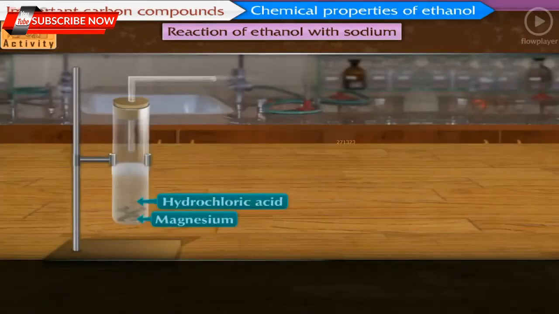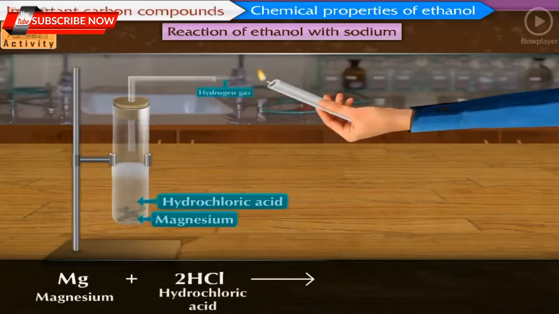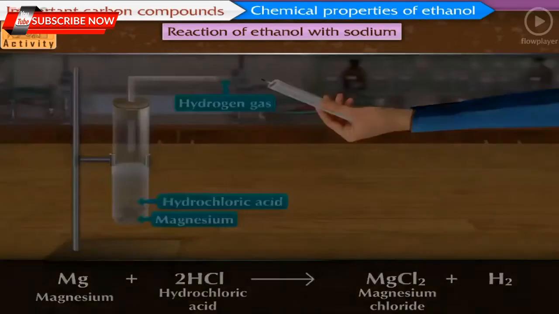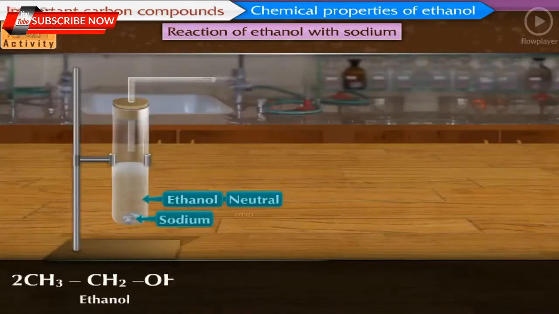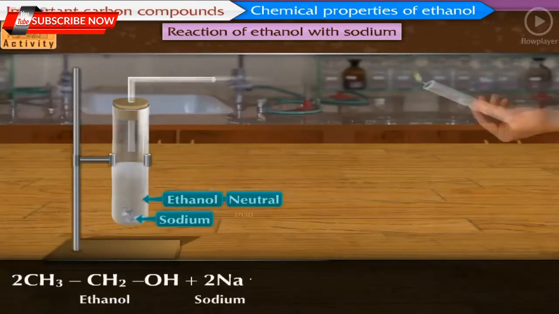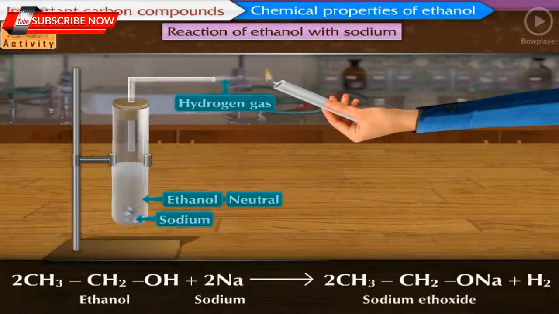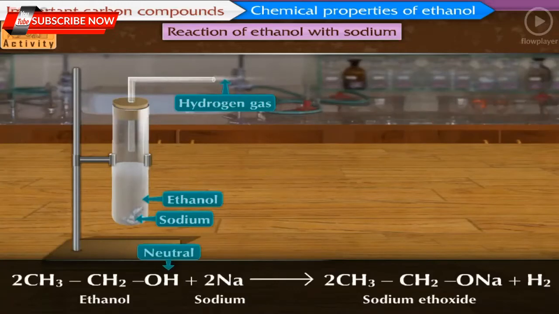In the previous standard, we have studied that a moderately reactive metal such as magnesium reacts with a strong acid to liberate hydrogen gas. Though ethanol is neutral, it reacts with sodium metal and liberates hydrogen gas. Sodium, being a highly reactive metal, reacts with the neutral functional group OH of ethanol. Now let us study the next reaction.